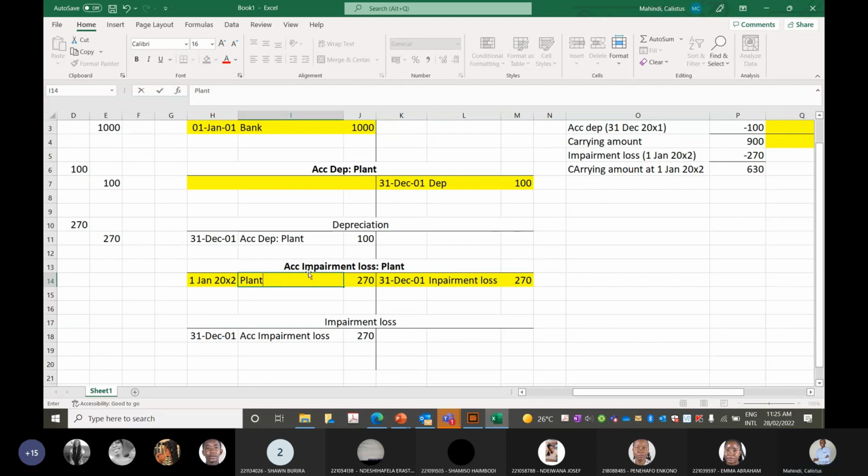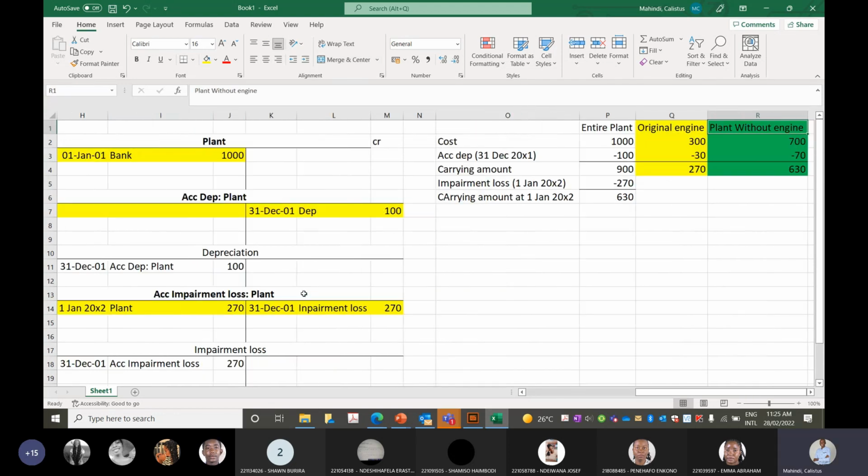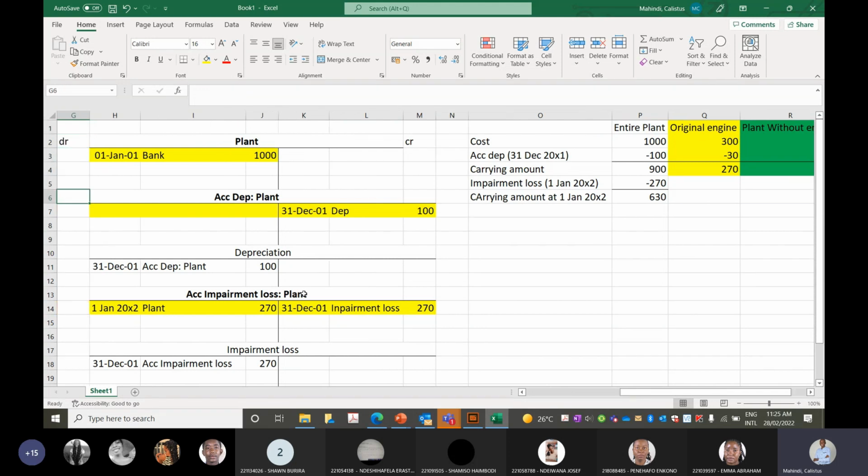All right. Debit that amount. The accumulated depreciation plant. What do we have to do with the accumulated depreciation plant? Are we getting rid of any amount from the accumulated depreciation? Yes, say the $30. The $30, yes. So we have to get rid of the engine component, the depreciation on the engine component, because it doesn't exist anymore. So we have to get rid of it so that the only balance that we're left with is the accumulated depreciation of the plant.